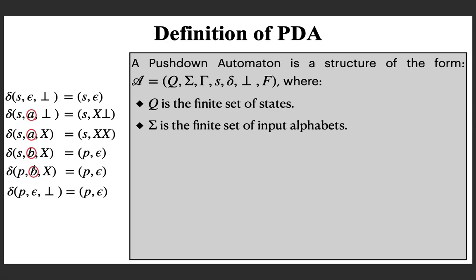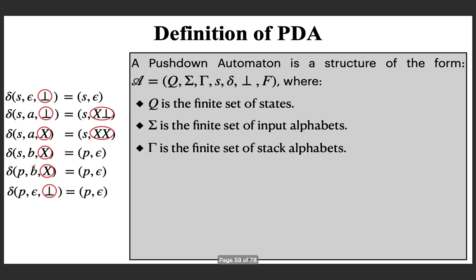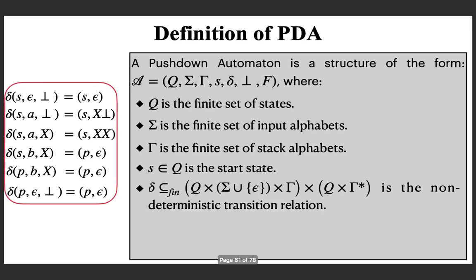And capital gamma is the finite set of stack alphabets. If you recall from the previous example, capital X and bottom of stack symbol. And what is next? Small s, which is an element of the state set, called the start state, just like in the case of finite state automaton. Next is the transition function. This is how you can formally represent it.